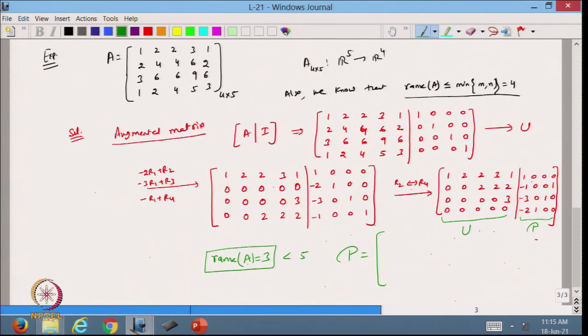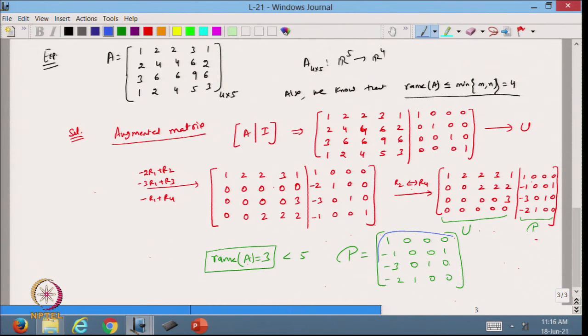Now, if you see from here, P is coming basically 1 0 0 0, minus 1 0 0 1, minus 3 0 1 0 and minus 2 1 0 0. So, from here you can check that rank is 3.